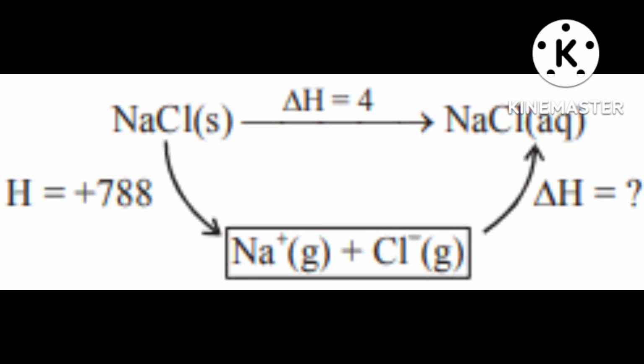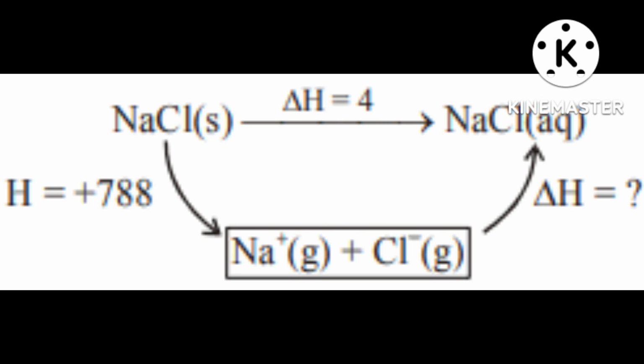Okay, then here you add all, then you will get 788 kilojoule. That is the lattice energy for NaCl. Lattice energy means when you bring it from solid state to the gaseous state, the total energy required is 788 kilojoule. And then I told you stepwise.